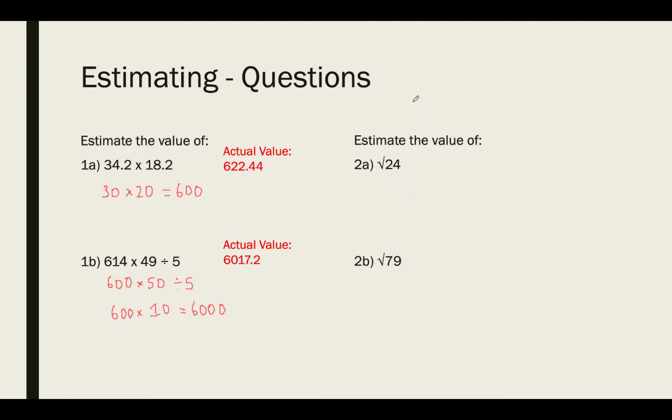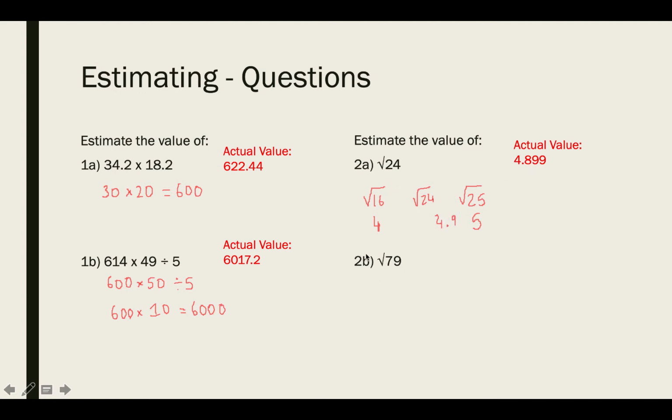So the first thing we have to remember is which square numbers are in between. Two square numbers which are in between are 16, which is 4 squared, and 25, which is 5 squared, which must mean that 24 is in between 4 and 5. Well, it's much closer to 25 than it is to 16, and it's only one away from 25. So we can say it's closer to 5 than it is to 4, and I would go with the estimation of 4.9. The actual value for this was 4.899, so this estimation was very close.